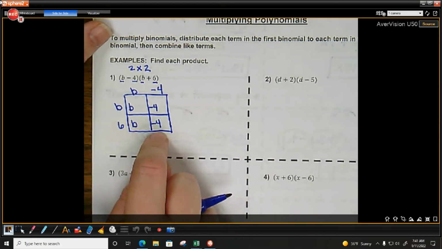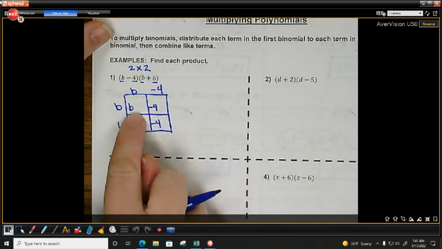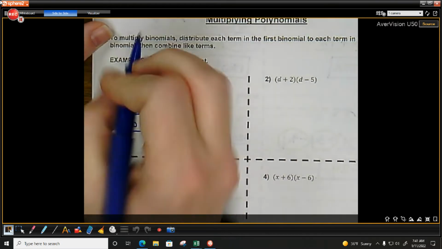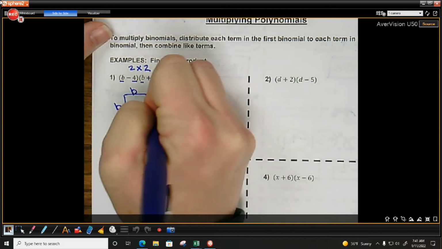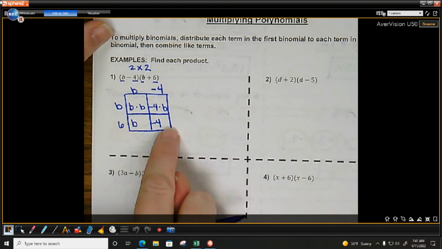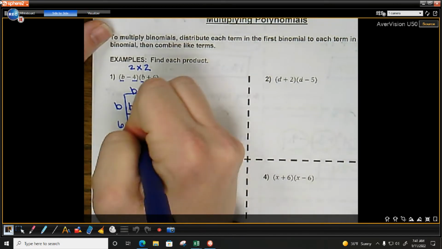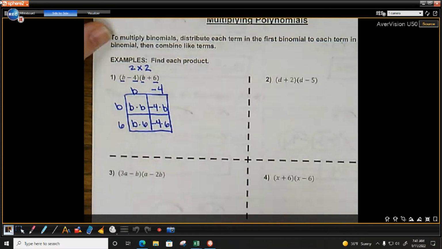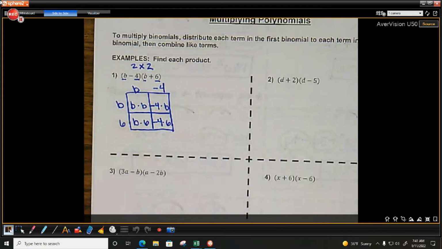Now I need to label my rows. Both of these are in the B row. And we're going to write times B. So we're multiplying. Then what's the label for this row? So I'm going to put times 6. So all of my boxes should have 2 factors in there. Okay? One for the row it's in and one for the column it's in. Okay? So, again, this is just our graphic organizer.